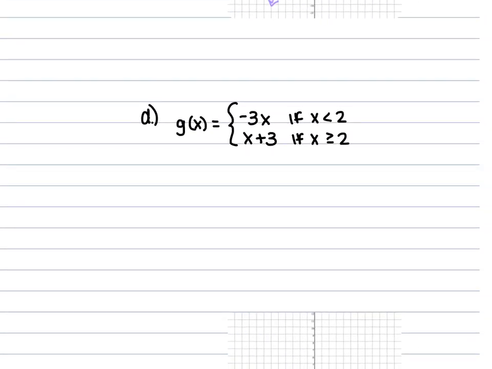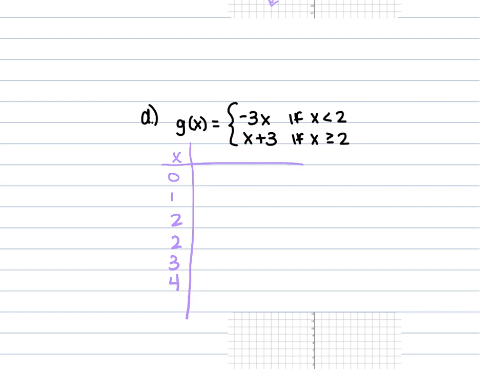For our next example, we have g of x is equal to negative 3x if x is less than 2, and x plus 3 if x is greater than or equal to 2. So we are going to get x values. Numbers less than 2 are something like 0, 1, and 2. Numbers that are greater than or equal to 2 are like 2, 3, and 4.